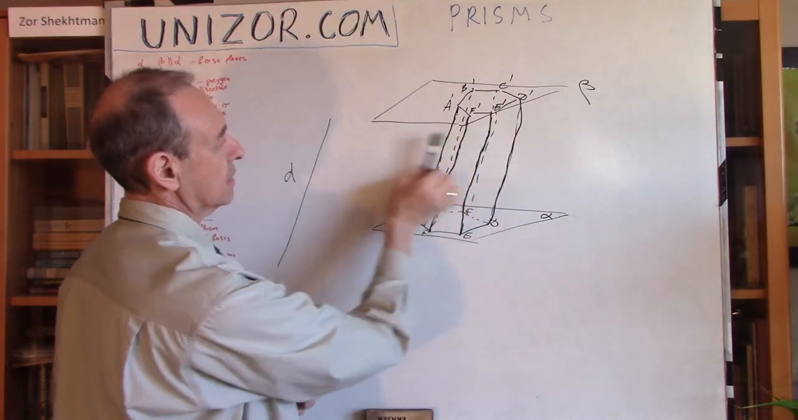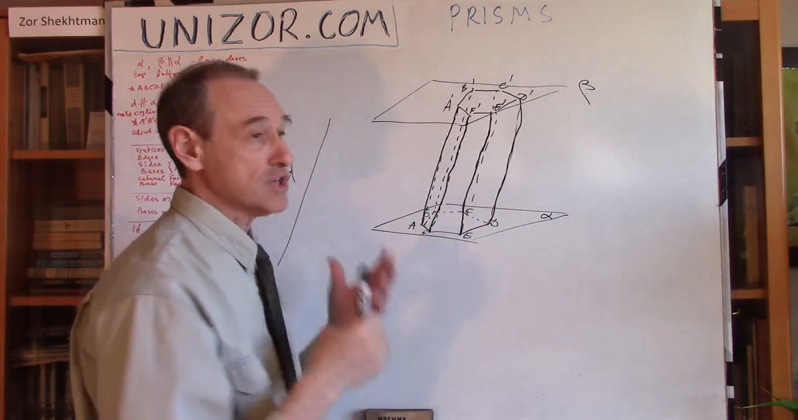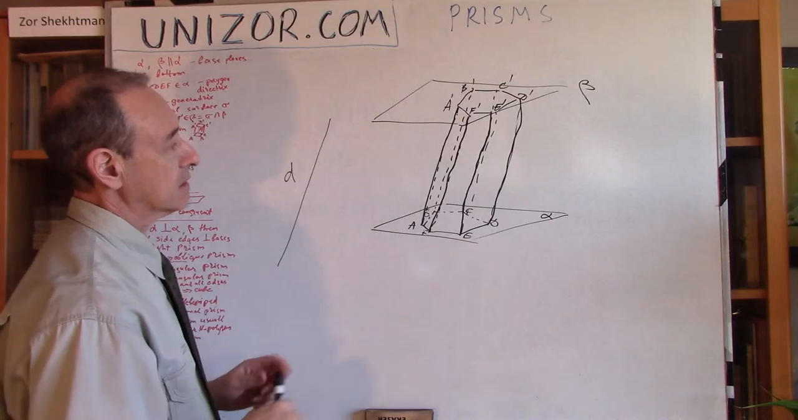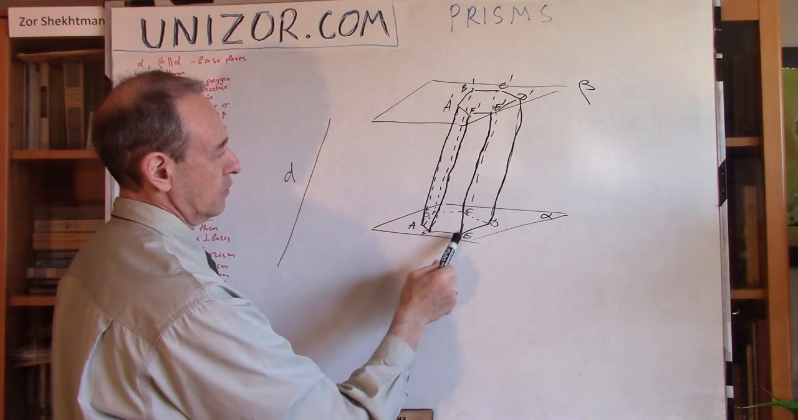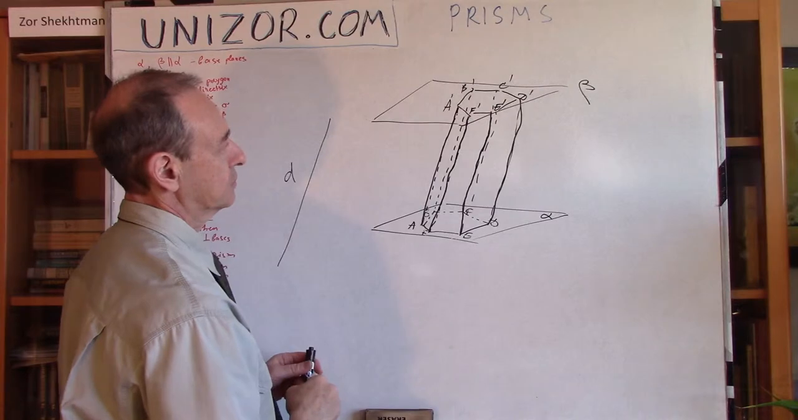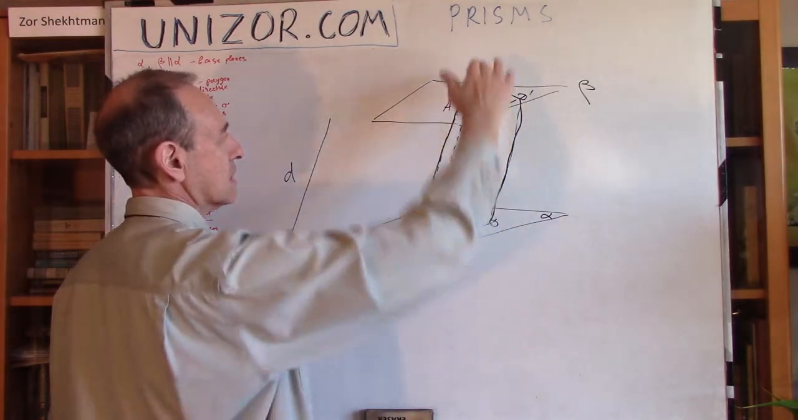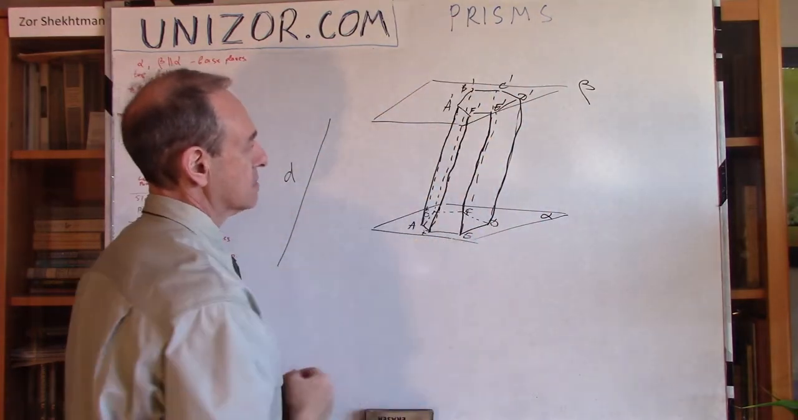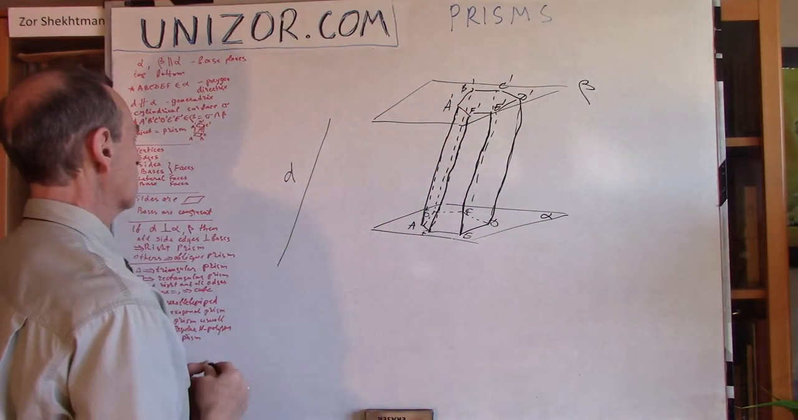The faces on the sides you can call lateral faces, or just sides. So that's basically all the elements of the prism. We have vertices, we have edges in between them, and we have faces, which can be a side face, a lateral face, a base face, another base face, top base face, bottom base face, etc. So that's the terminology.